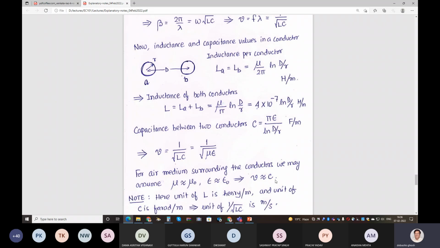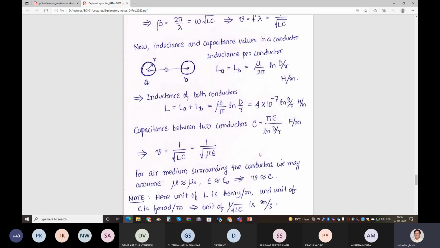So you can see, under certain conditions, if the transmission line is in the air medium, then we can take the velocity to be approximately equal to the velocity of light. That is what I have taken. But if it is given that the medium is different, then obviously your velocity will be different. In that case, you have to calculate the velocity using this.